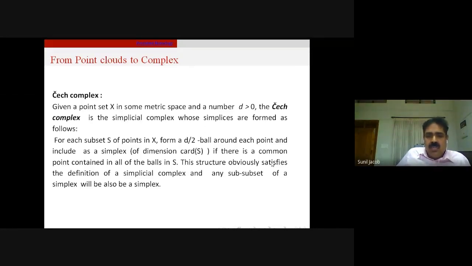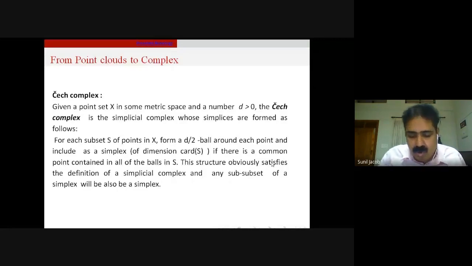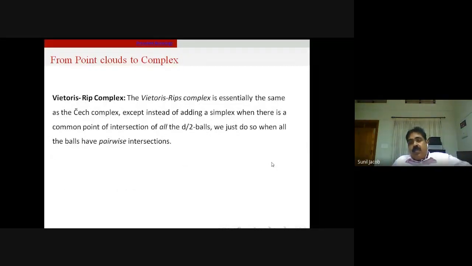Therefore, what you do is construct balls of radius d/2 around each of the points. If there is a common point contained in all of the balls of a subset, that is, if there is some intersection point, then using all those balls you construct a simplex of dimension equal to the cardinality of the set S, provided the intersection is non-empty. In a similar manner, you define the Rips complex. In the Čech complex, we construct the simplex if the intersection is non-empty.